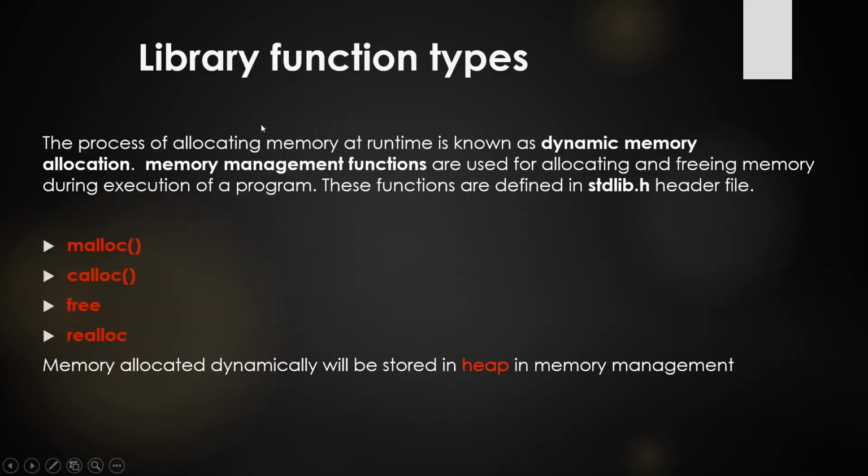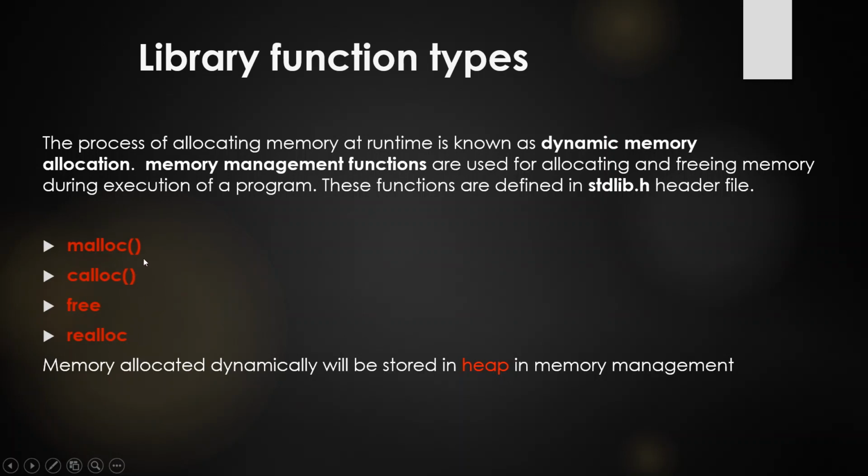See, for dynamic memory allocation, we use certain library functions. There are 4 types of library functions which you use for dynamic memory allocation. For accessing these library functions, we use the stdlib.h header file, because the definitions of malloc, calloc, free and realloc are defined in this stdlib.h. Clear?